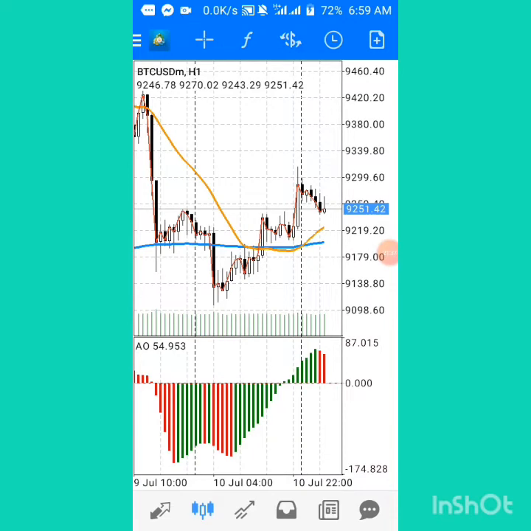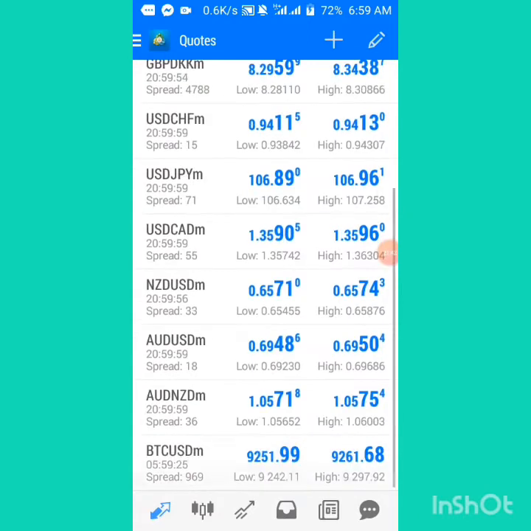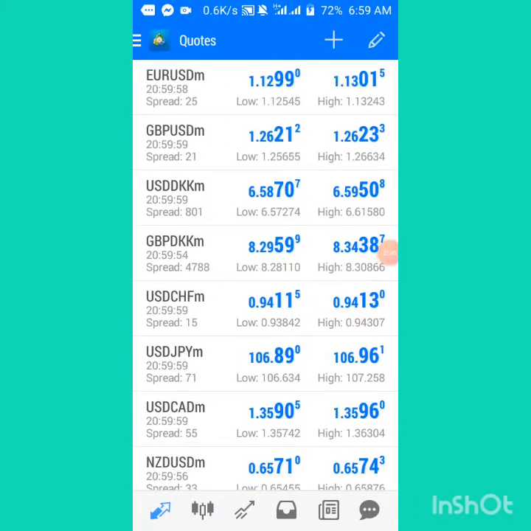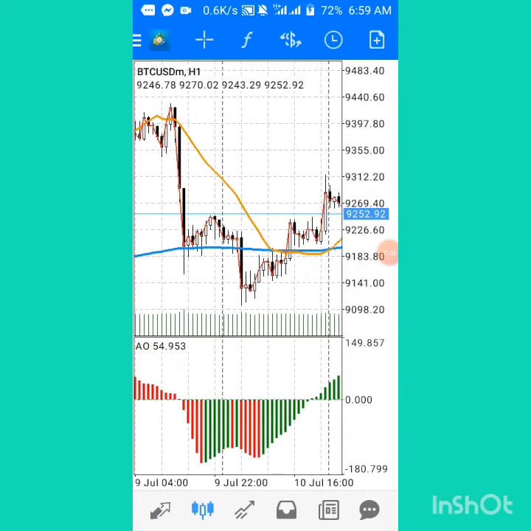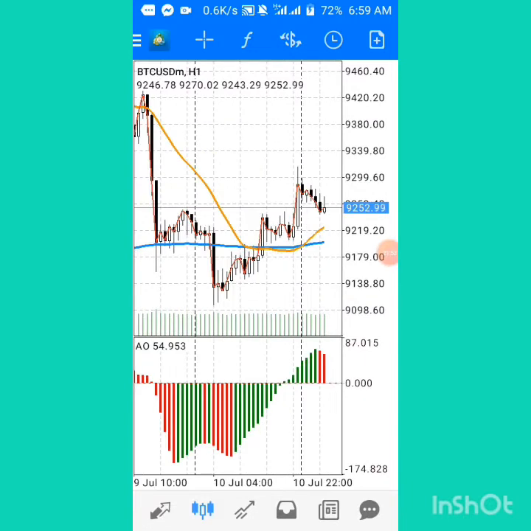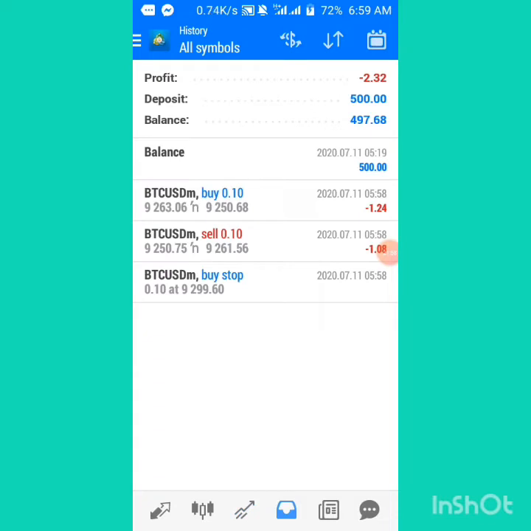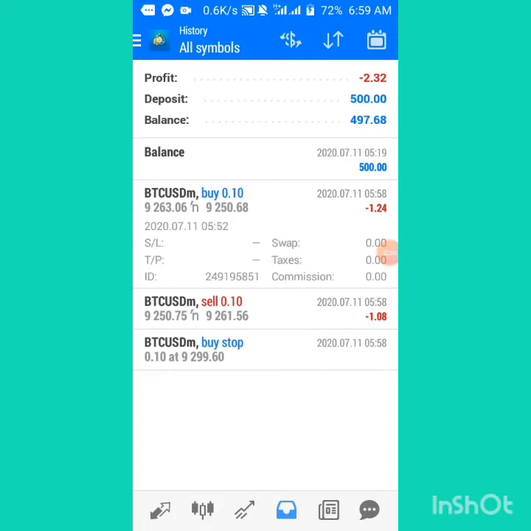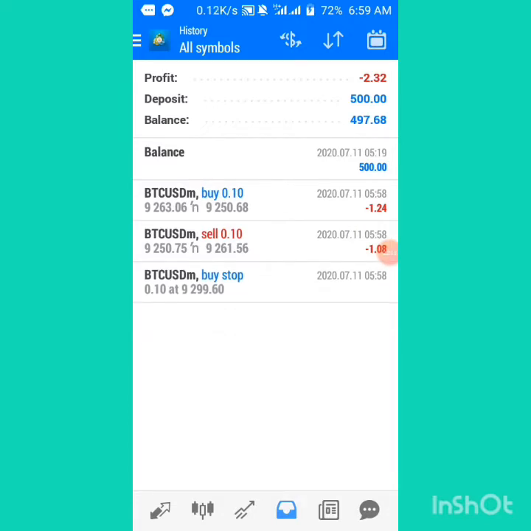Now on the lowest corner you have the quotes. We have browsed through the quotes initially. Then the second icon, you have your chart. And the third one, you have the trade. And the fourth one, you have all the history of what you have done. I bought and I closed the buy trade. I also sold, I closed the sell trade. And I placed the pending buy stop order. And I also deleted it.